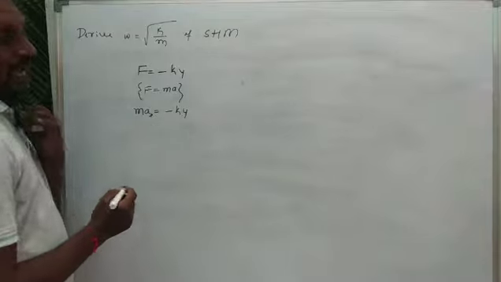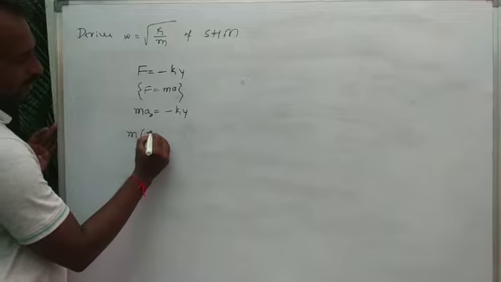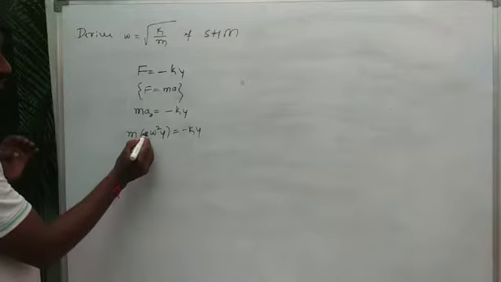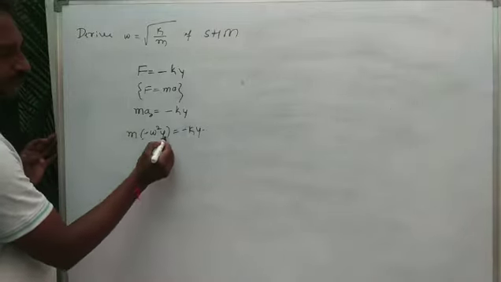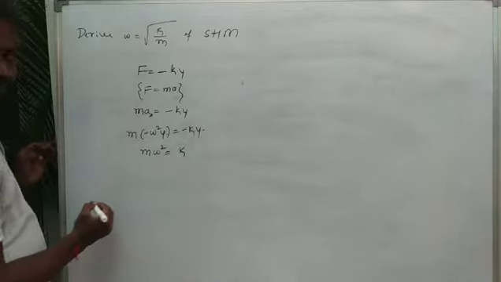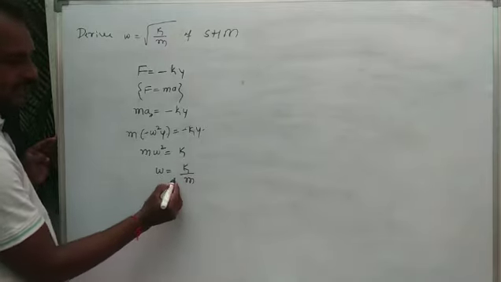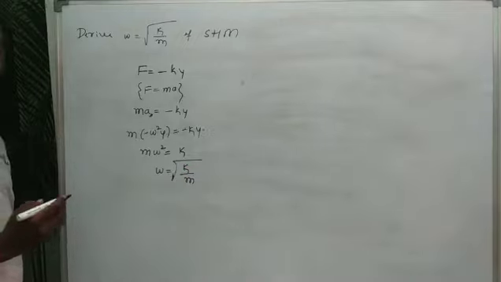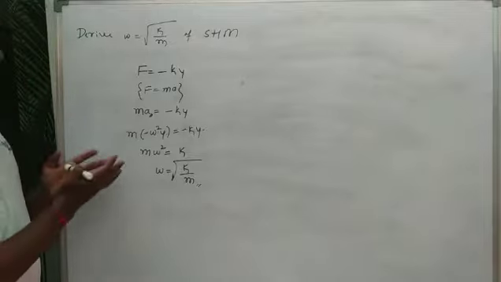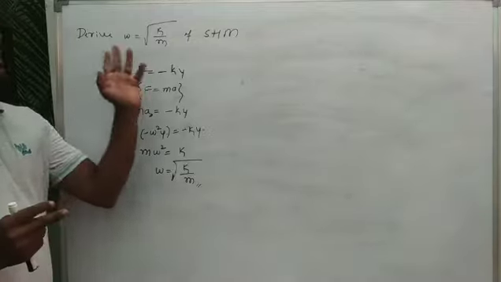You already know the acceleration of SHM is nothing but minus omega square into y, which is equal to minus k into y. The minus signs cancel and y cancels. So we get m omega square is equal to k. Omega square is equal to k divided by m, and taking the root on this side, omega is equal to root of k divided by m. This is a simple derivation of the angular frequency of SHM.